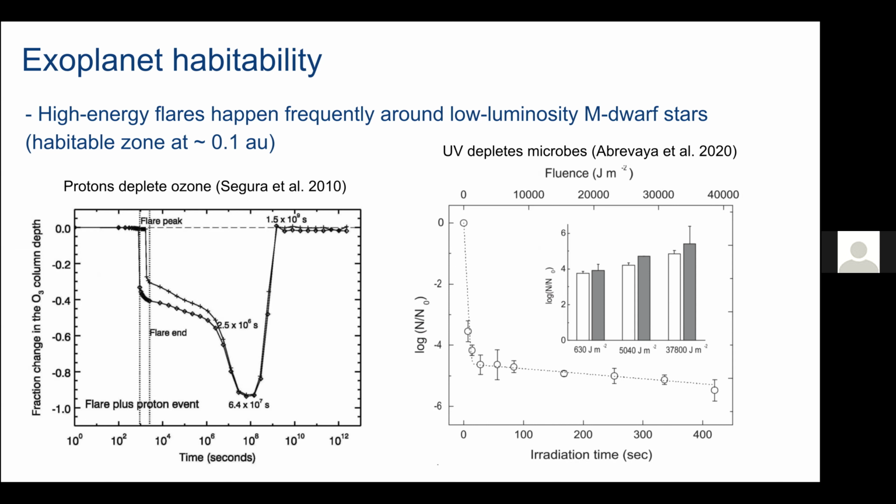So here is the ozone column depth over time. Here's the start of the simulated flare. And then for about 50 years, the ozone layer is wiped away. And without ozone, a lot of UV radiation can hit the ground.